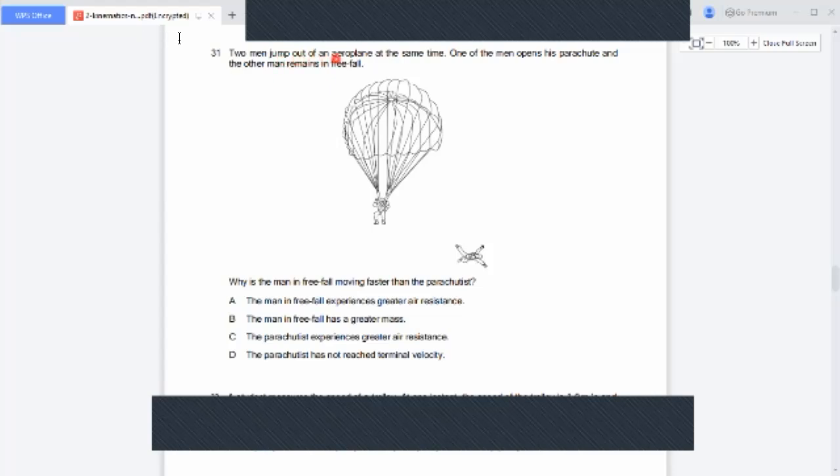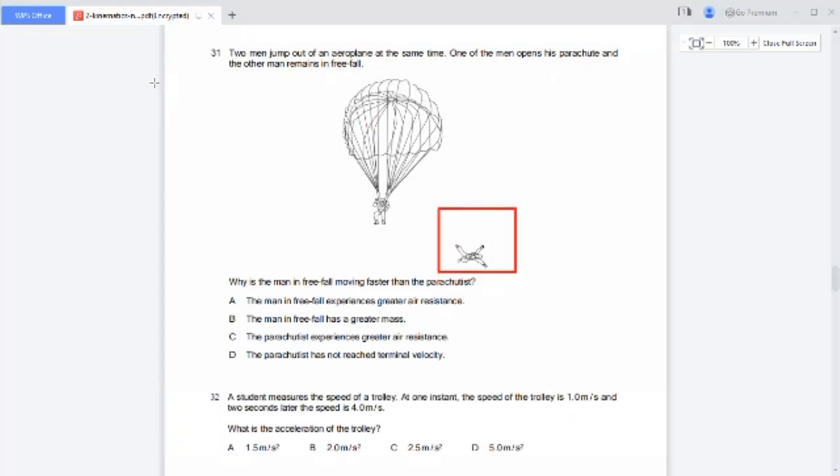Two men jump out of an aeroplane at the same time. One of the men opens his parachute and the other one remains in free fall. So this guy hasn't opened his parachute and is under free fall, and this one has opened his parachute.